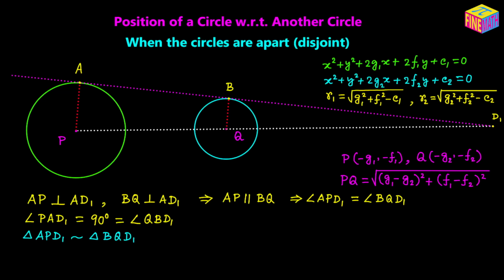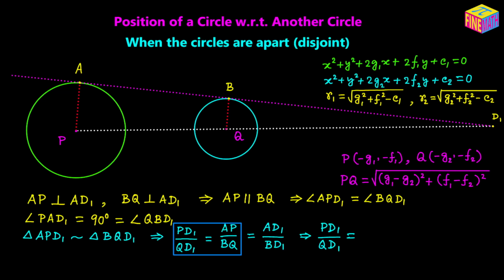So then we can say that the two triangles are similar triangles. Triangle APD sub 1 and triangle BQD sub 1 are similar triangles. And because they are similar triangles, we can say that the ratio of the corresponding sides would be equal. Now let's take the first part of the proportion here, and from there we can say that PD sub 1 over QD sub 1 will be equal to AP over BQ.